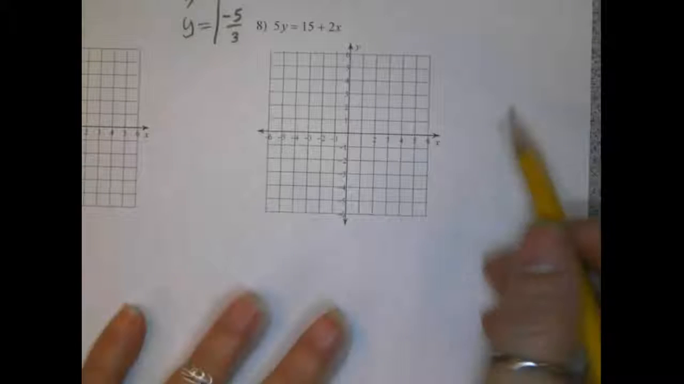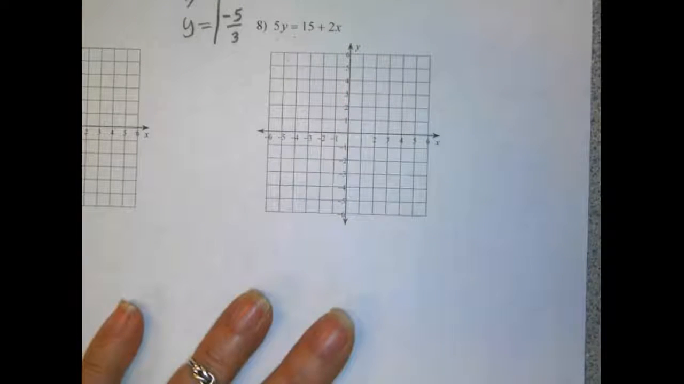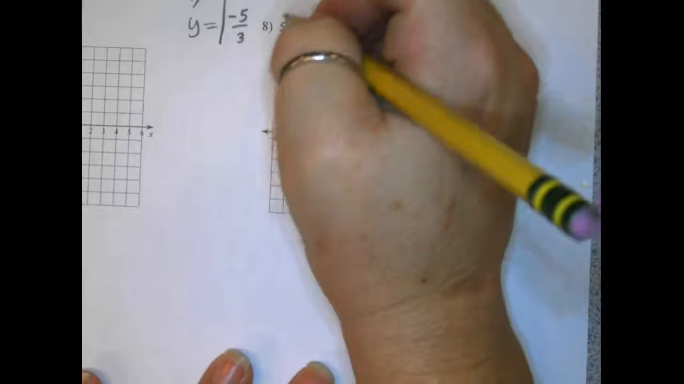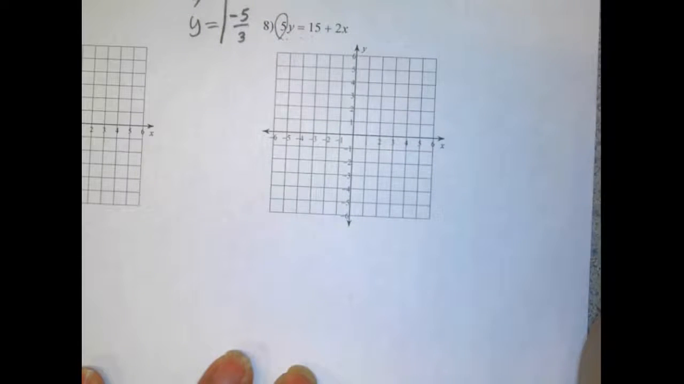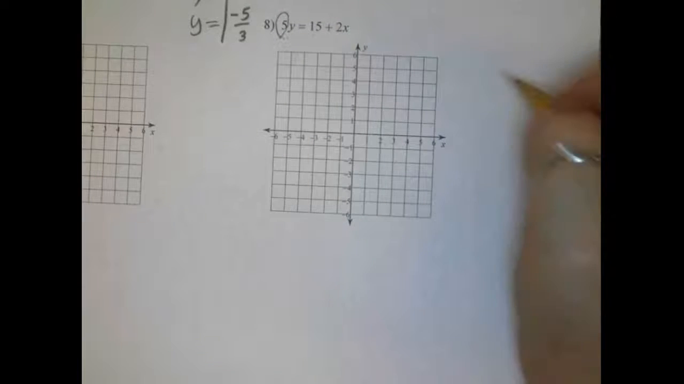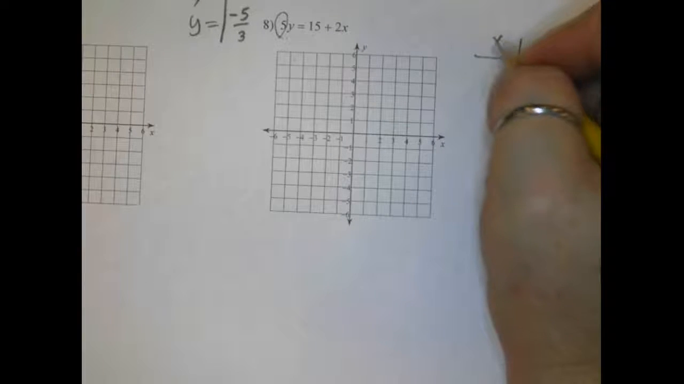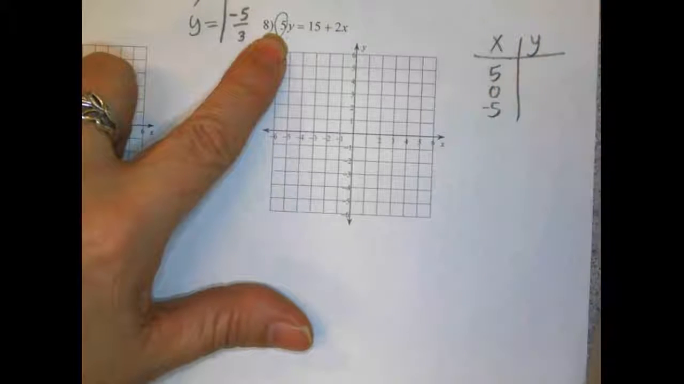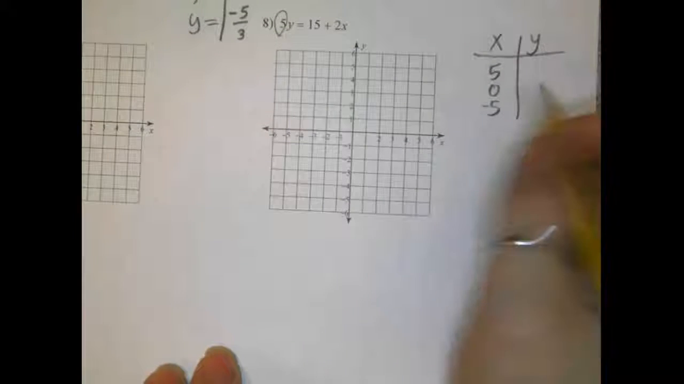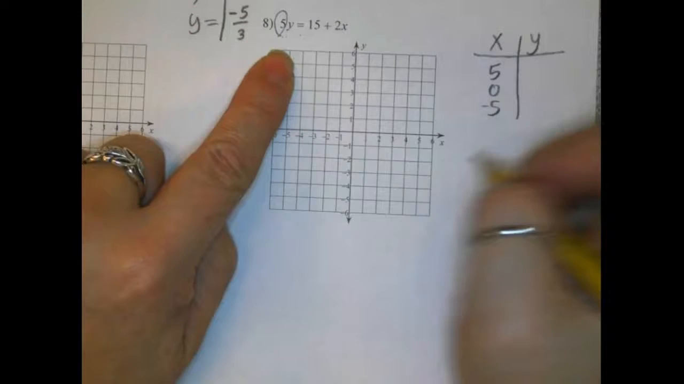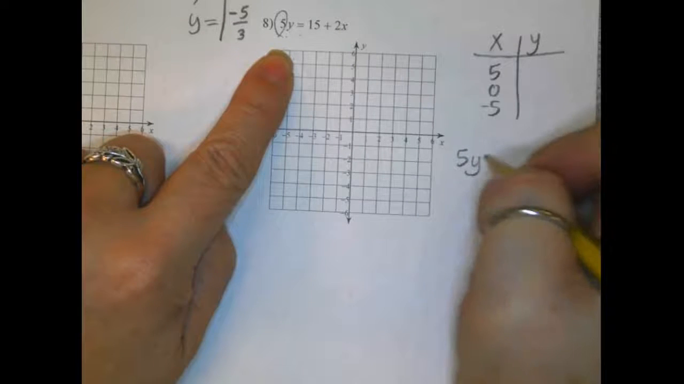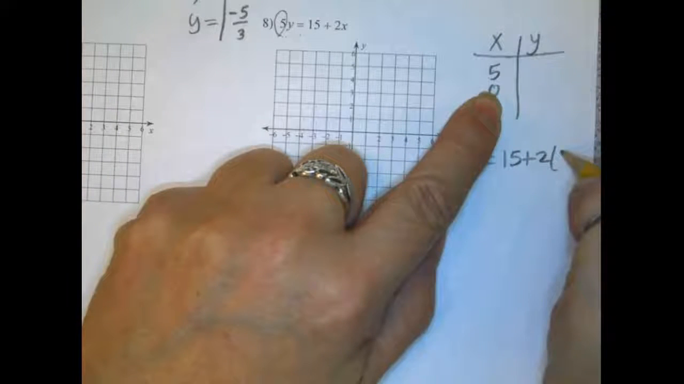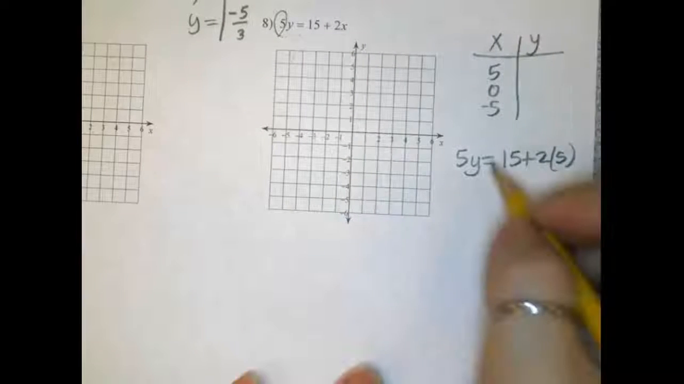All right, so here we have 5y equals 15 plus 2x. So we got some bigger numbers, but not really that big, but that's okay. We're going to look at what is in front of the y. We have a 5, right? I'm going to do my t-chart since we have tons of room at the bottom of this one. My t-chart's going to look at this 5, a 0, and the opposite of 5, which is negative 5. I have 5y is equal to 15 plus 2, and instead of x, I'm going to use in parentheses a 5.